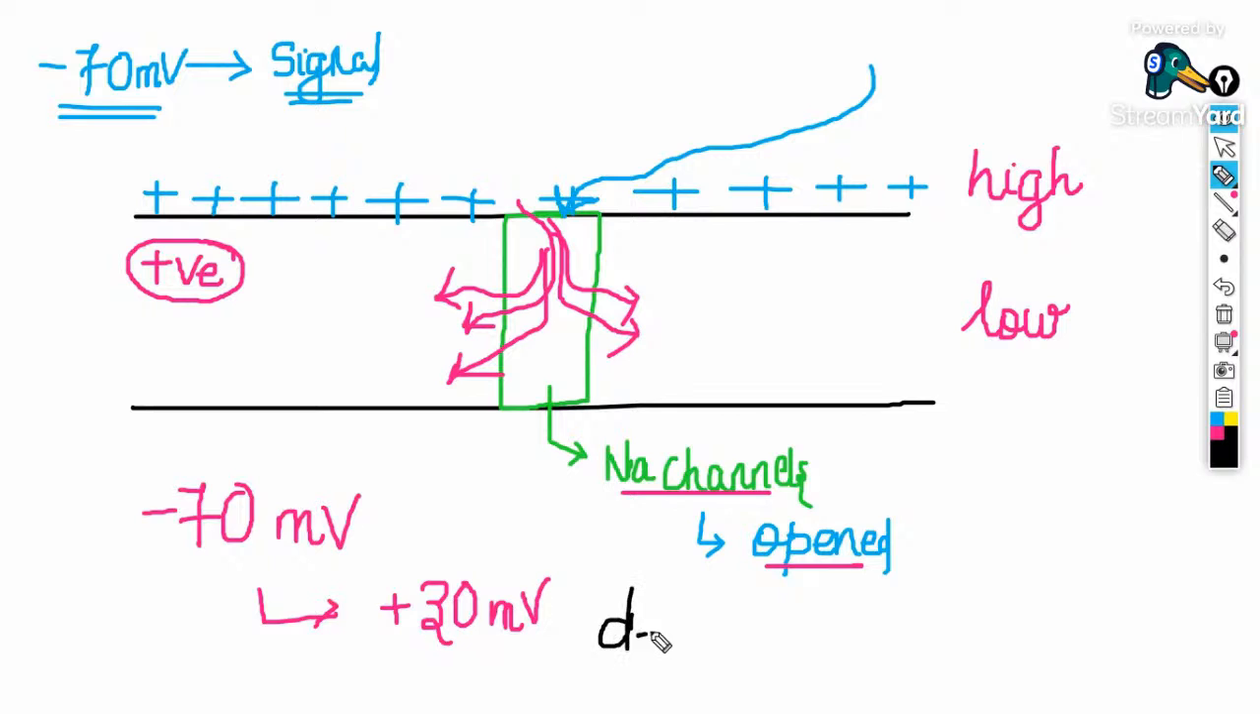this process is known as depolarization. Formation of the charge difference was referred to as what? Polarization. That was the first process. I forgot to tell this name earlier. So what was polarization? Creation of a signal, that is, creation of a potential difference. When minus 70 is changed into plus 30, it is called depolarization. Okay, it is referred to as what? Depolarization.